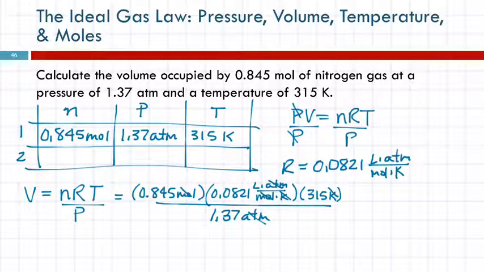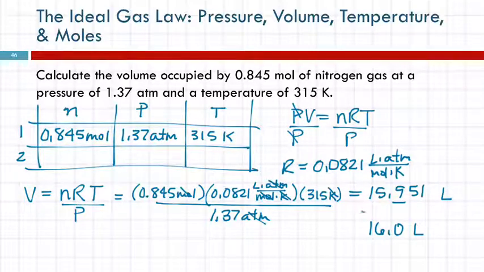So now I can do the math. 0.845 times 0.0821 times 315 divided by 1.37. Look at all those numbers. They all have three significant figures. 15.9, there's three sig figs. Write down two more. The unit is liters. It's the only one left, and it's a unit of volume, so that's nice. The 5, the decider, makes the 9 round up to a 10, so I'm going to end up with 16.0 liters.